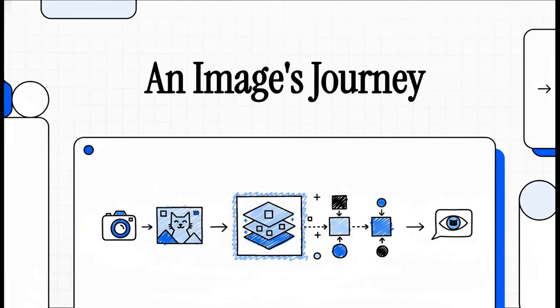Have you ever really stopped to think about what happens when a computer sees a picture? I mean, what's actually going on under the hood? Well, today we're going to do just that. We're going to follow one single image on its wild journey through a convolutional neural network, or as you probably know it, a ConvNet. Let's trace its path, step by step.